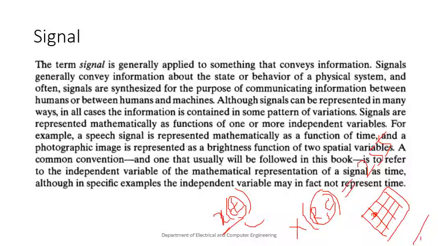Okay. So a common convention, and one that usually will be followed in this book, is to refer to the independent variable of the mathematical representation of a signal as time. So here we are not going to talk about special variables like two independent variables, we are just going to talk about time. Okay, so the independent variable will be time.